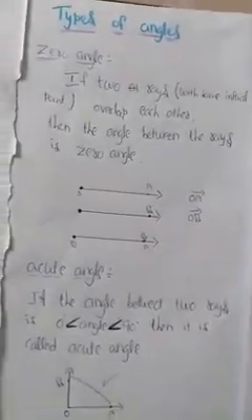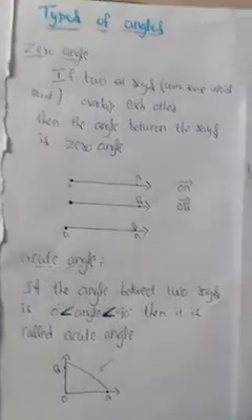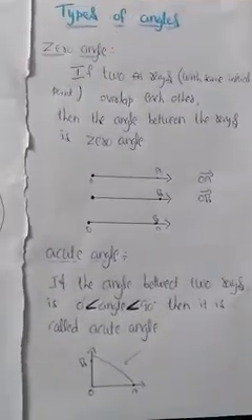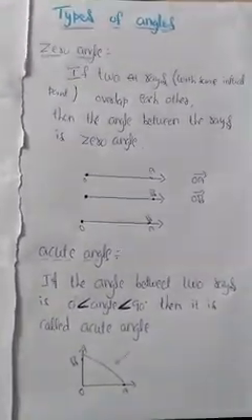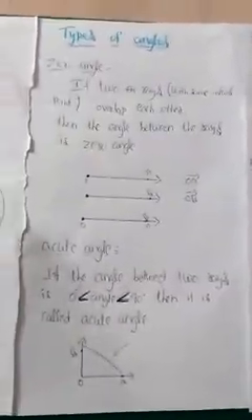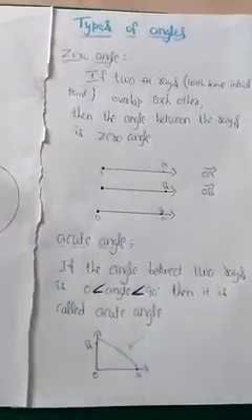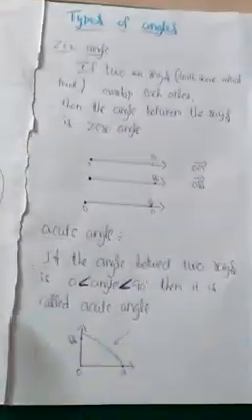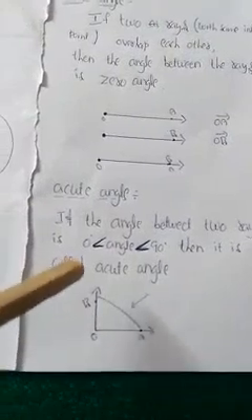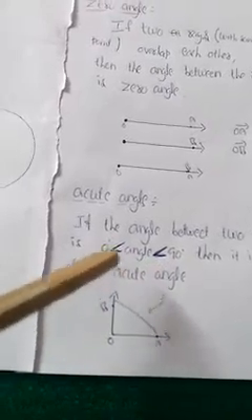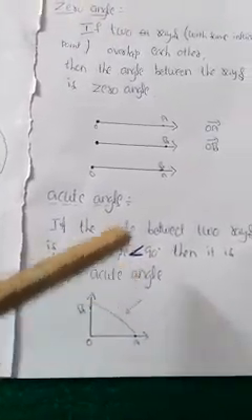And next, after that, types of angles. The space between two rays, how much will it be? Based on that, we divided the types of angles here. So first is zero angle. If two rays overlap each other, then no space will be between those two rays, so the angle is zero angle. Next, acute angle. If the angle between two rays is less than 90 degrees and greater than 0 degrees, then such a type of angle is called acute angle.